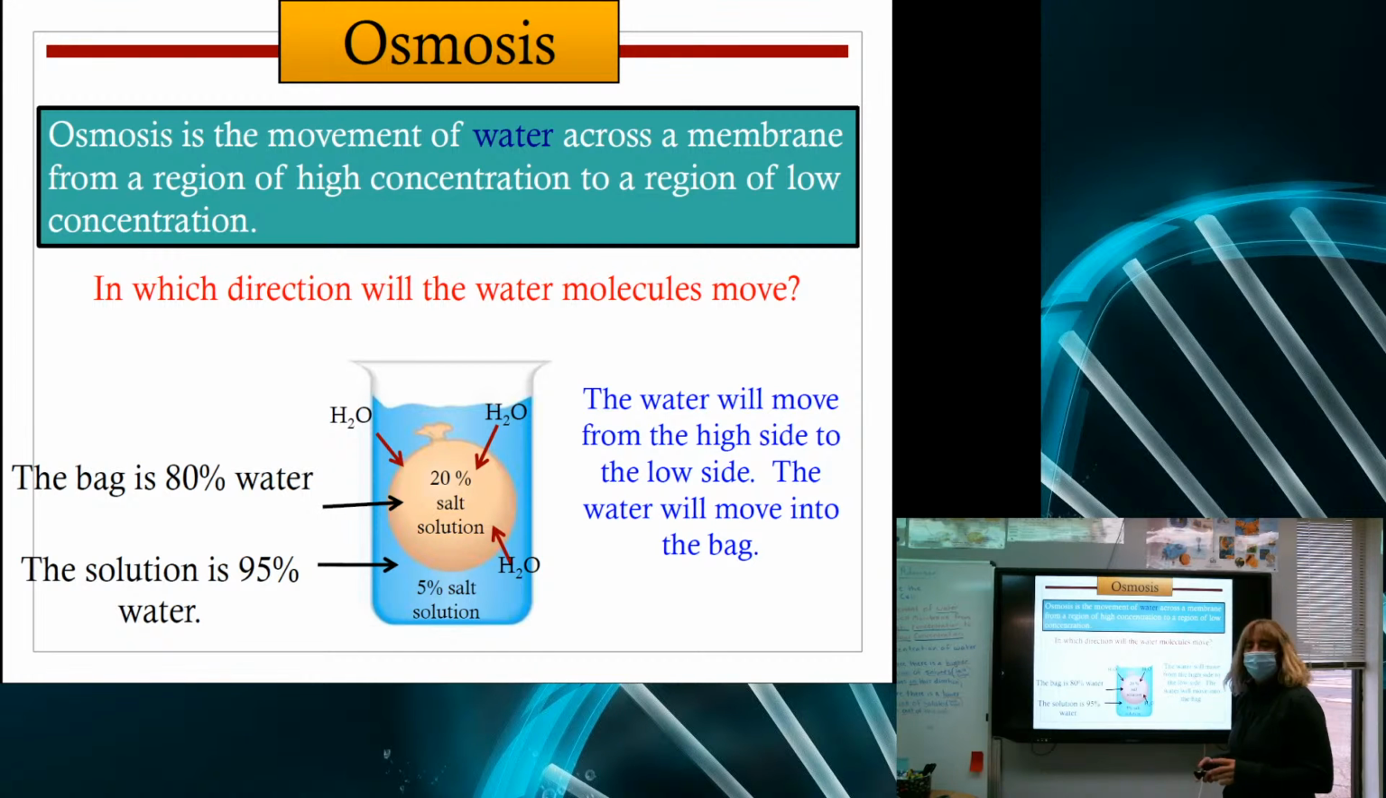Go ahead, finish that. Do your exit ticket. Define hypertonic. Hypertonic is an area where there is a higher content of solids, and water is going to move towards the hypertonic. Hypotonic is an area where there is a lower concentration of solids, and water will move out of that area, out of the hypotonic into the hypertonic.